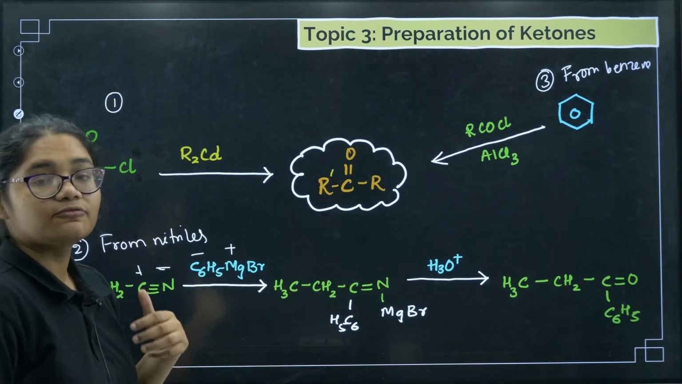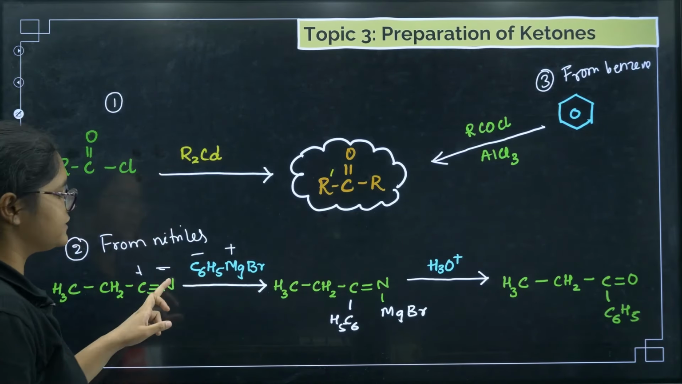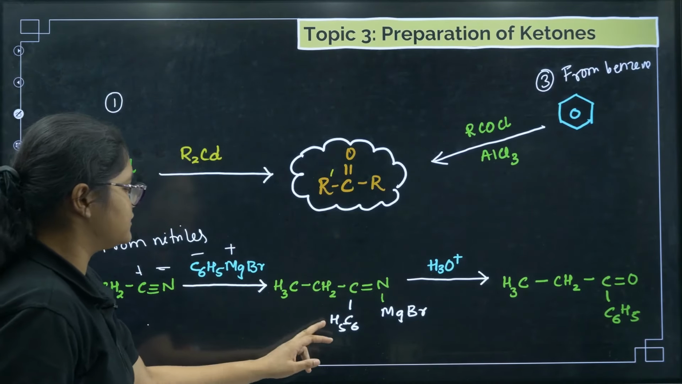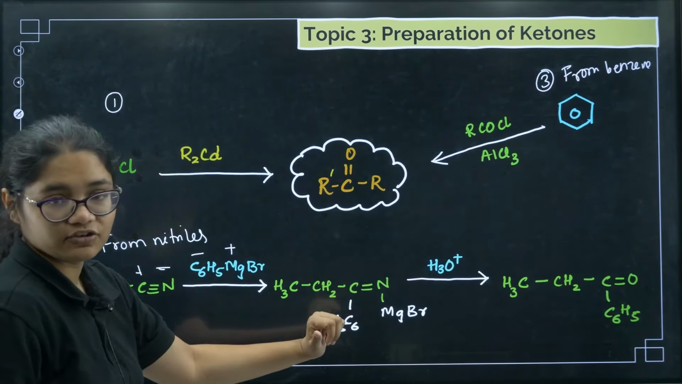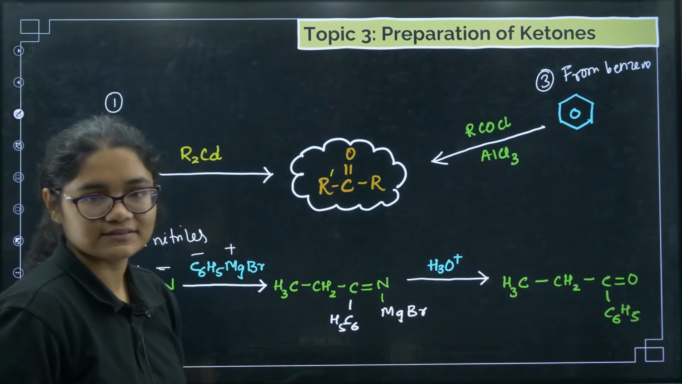Second one is from nitriles. With nitriles you take Grignard reagent. So you see this is plus, this is minus, this is minus, this is plus. So this one here will take C6H5 and here it will take MgBr. Now if I do hydrolysis, what will happen? Here I will get COC6H5.